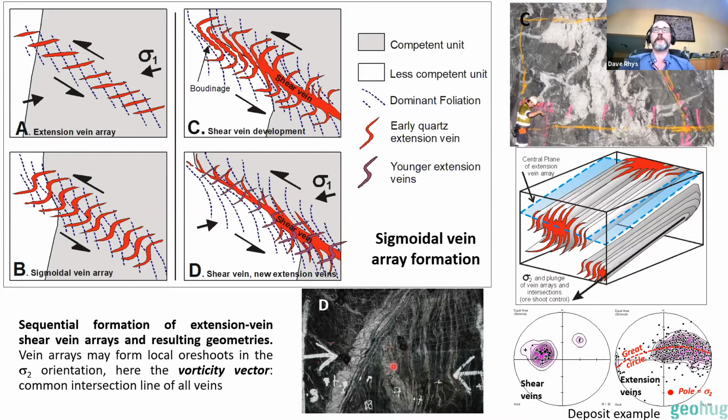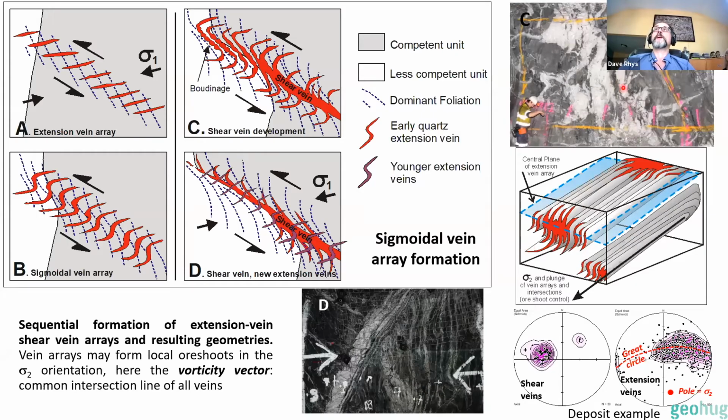So you can completely misinterpret the shear sense on these types of features if you don't recognize that rotation. And that rotation axis is what we talked about earlier. It's the vorticity vector, where if you have a sigmoidal vein array like this, all the veins rotate in these little shear zones here, basically parallel to that vector and perpendicular to the slip direction on the vein array, creating these plunging subsidiary ore shoots.